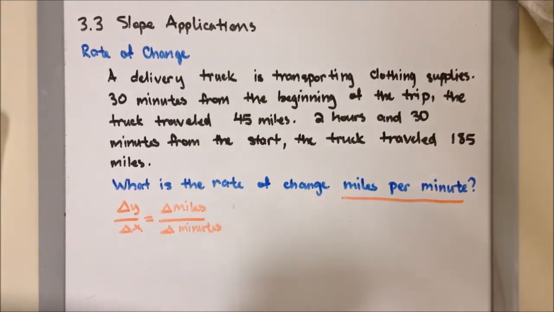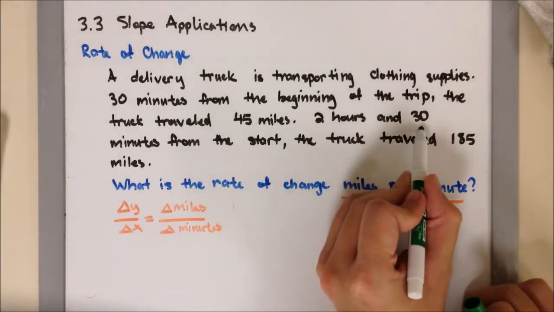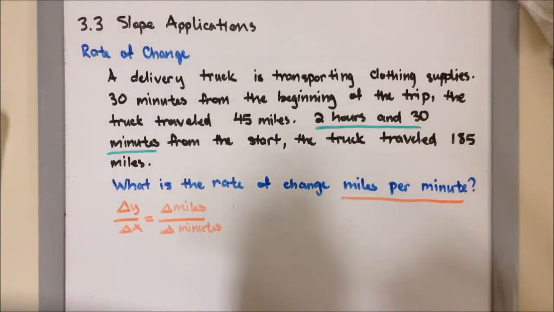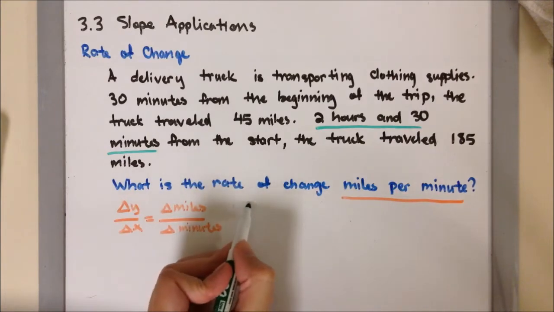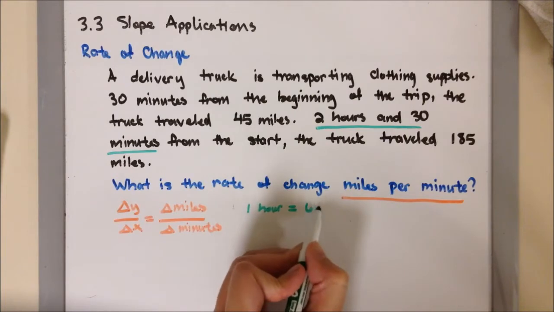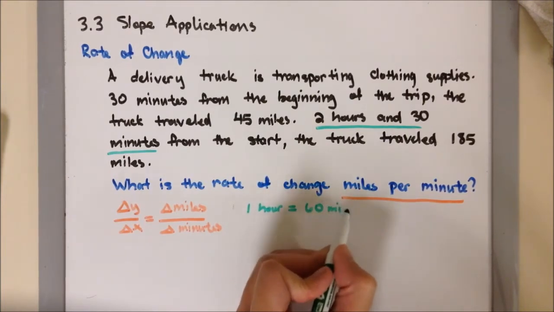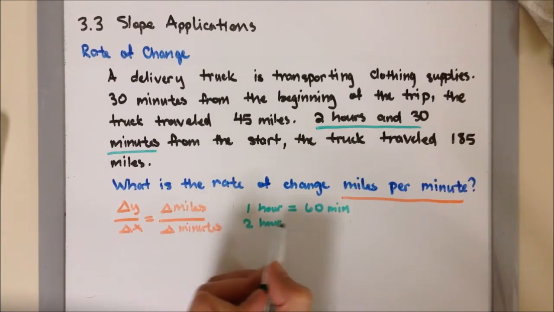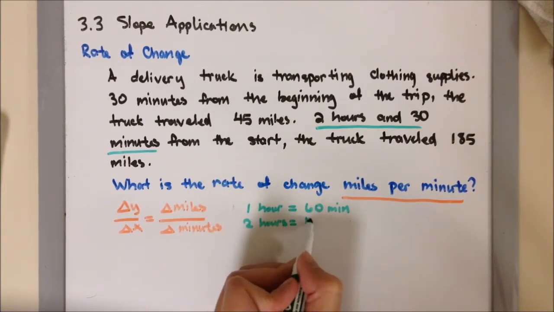Right. Now, in the previous part, we converted minutes into hours. Now we're going to convert hours into minutes. So the only thing we have to worry about is this part right here. So we know that 1 hour consists of 60 minutes. And then 2 hours is basically 120 minutes.